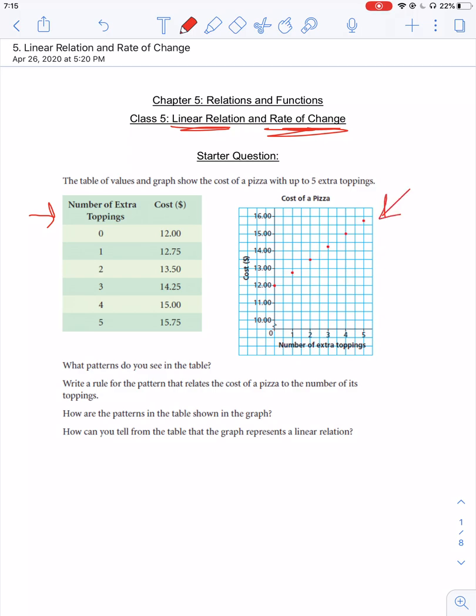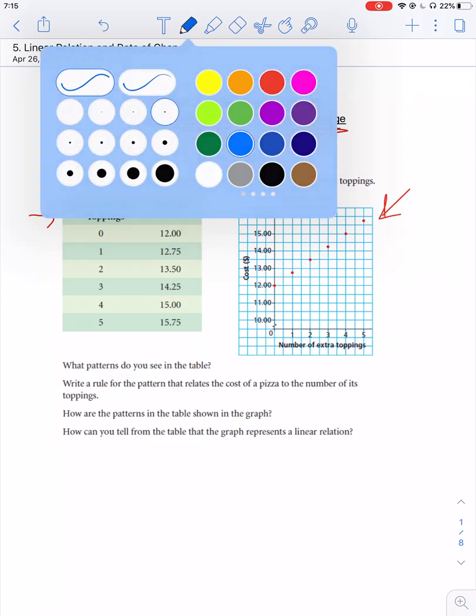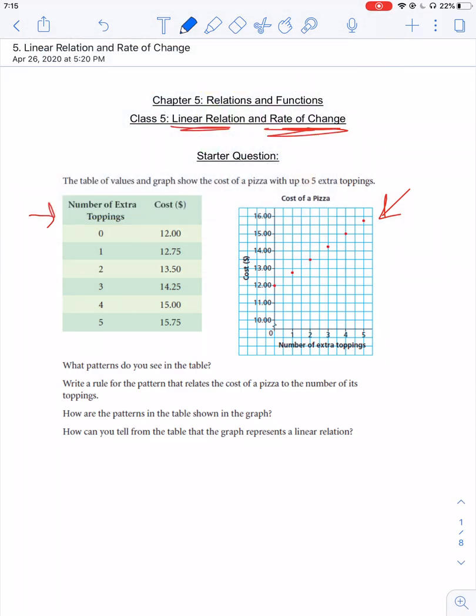Now, obviously, this is a function, right? In the table of values, you can see each... So let's just, for simplicity, call this x and let's call this y, right? And you can see for each x value, there's exactly one y value associated, okay? So this is a function, right? So using the table of values, it's straightforward.